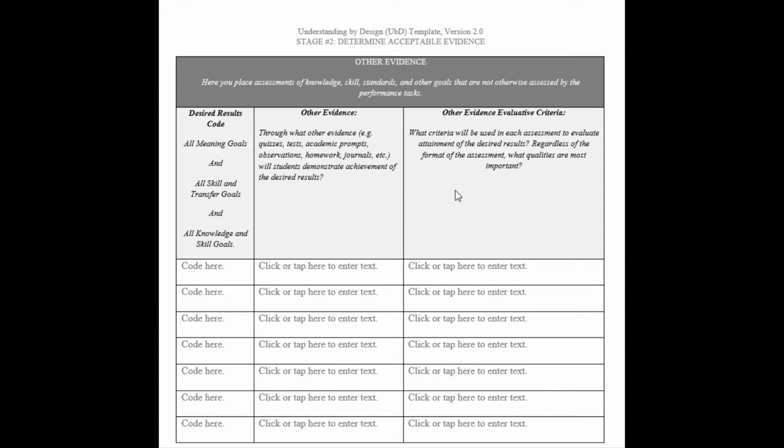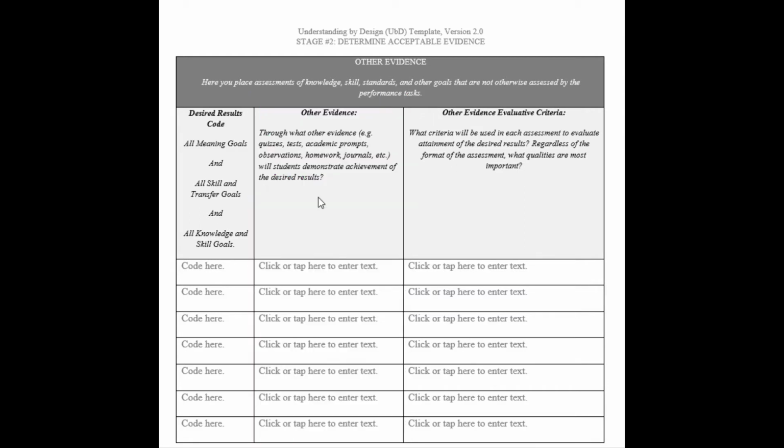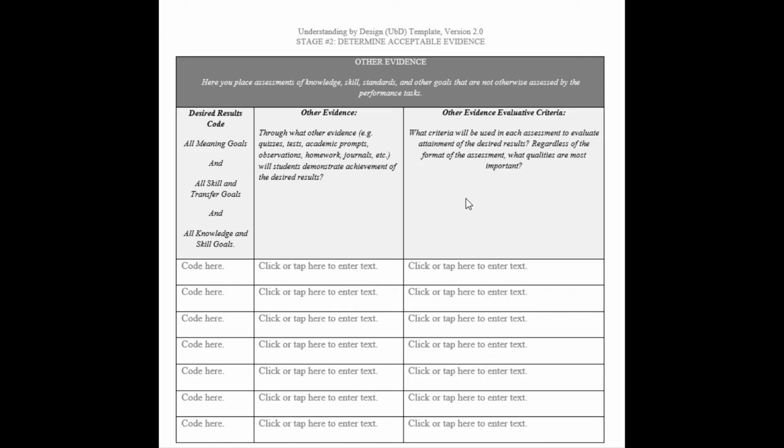This next section pertains to other evaluations. Things like quizzes, tests, homework, worksheets, etc. This section is built from the transfer goals, meaning goals, acquisition goals from stage 1. The corresponding codes that go to each of those goals goes right here in this very first column. The second column is where the factual or information worth being familiar with goes. And the final column is the criteria to evaluate the students.